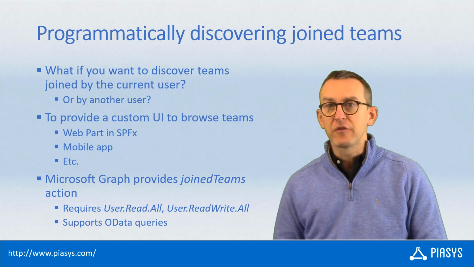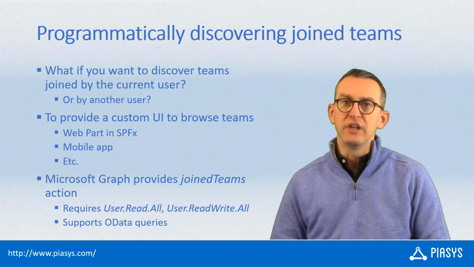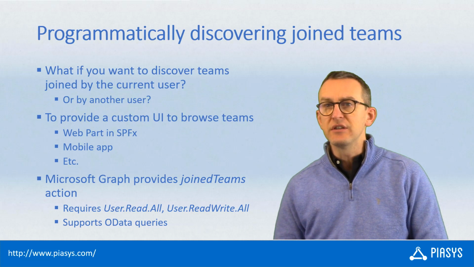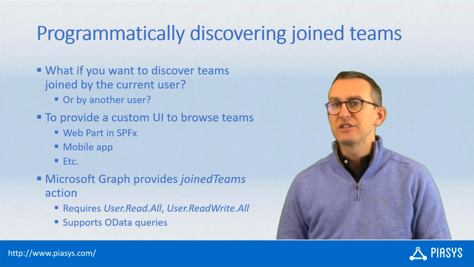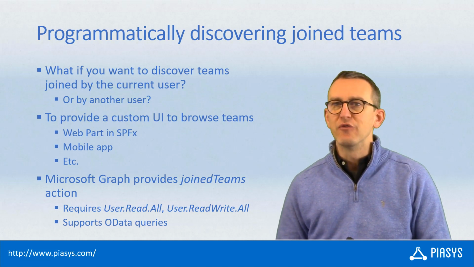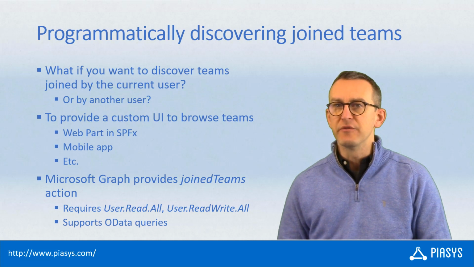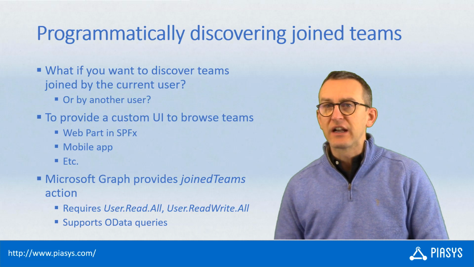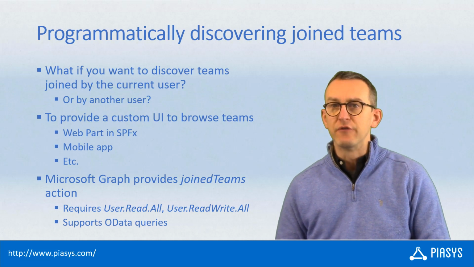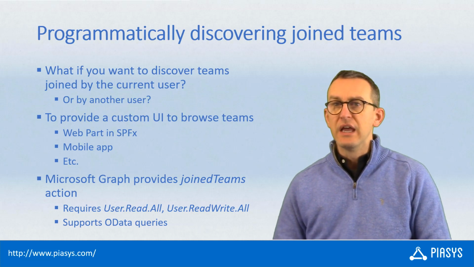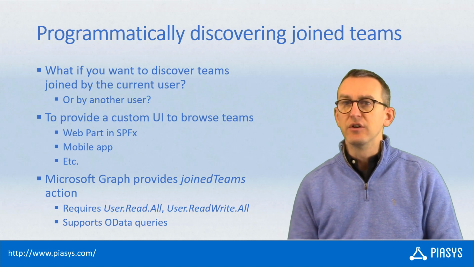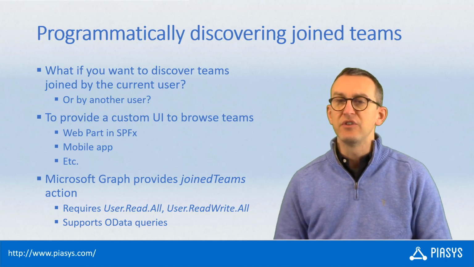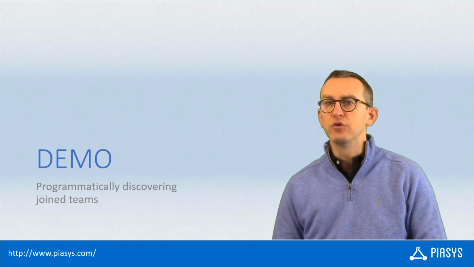The action in Microsoft Graph is literally called joinedTeams, and you can easily use it to create, for example, a custom client-side web part with SharePoint Framework to enumerate all of the joined teams for a user, or a custom mobile application, or any other client solution which will leverage Microsoft Graph to get the collection of teams and eventually to get the URL of every single team to connect the user to that specific team. So let me go to the demo environment and show you how to do that in practice.